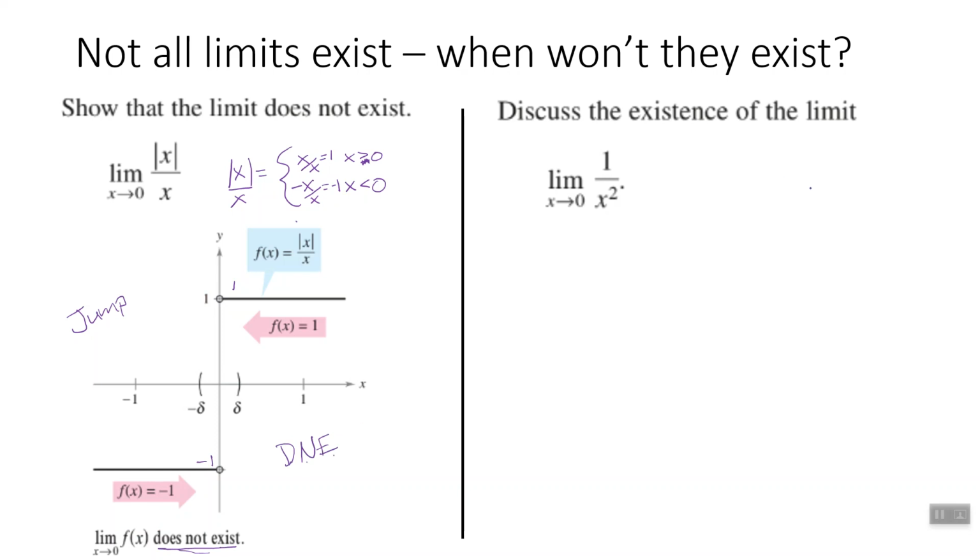Alright, let's take a look at the next one over here. So we want the limit as x goes to 0 of 1 over x squared. This is a period. This is not part of the problem. It's just the end of a sentence. So if we take a look at this graph, I know if I plug in 0 on the bottom, that's a problem. In fact, it doesn't cancel out, so it's a non-removable discontinuity.